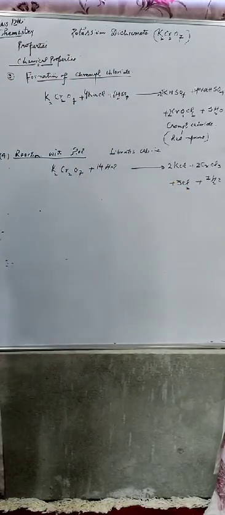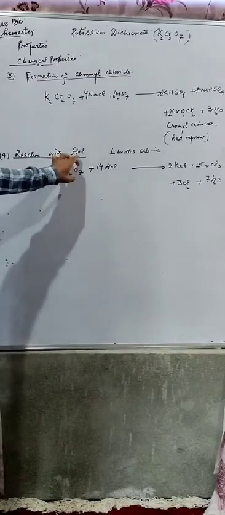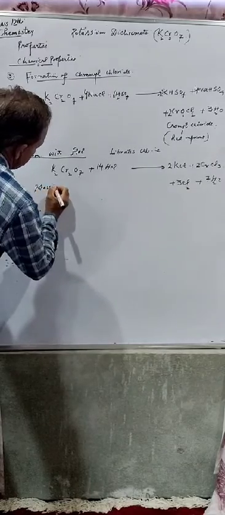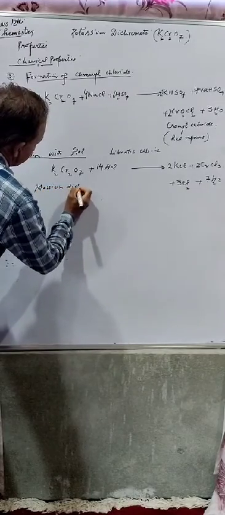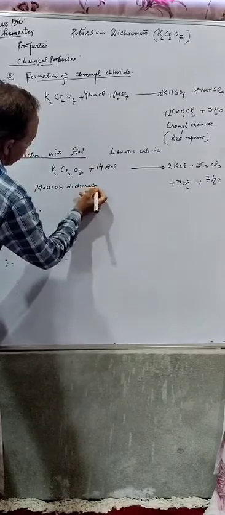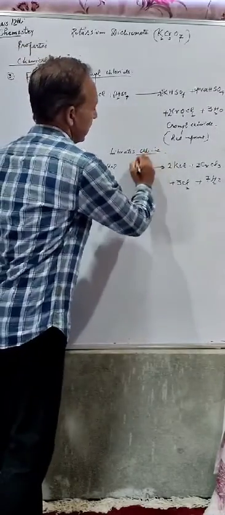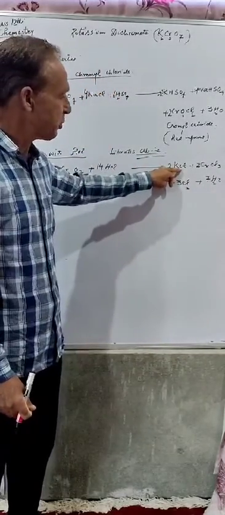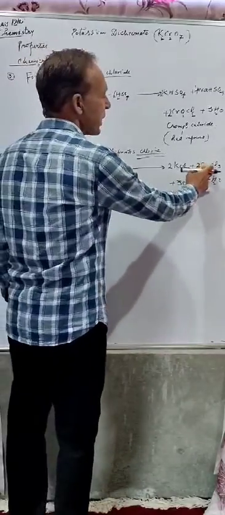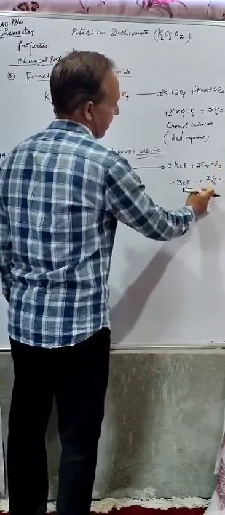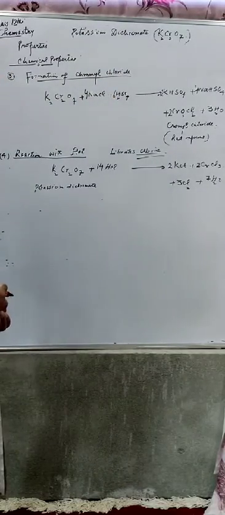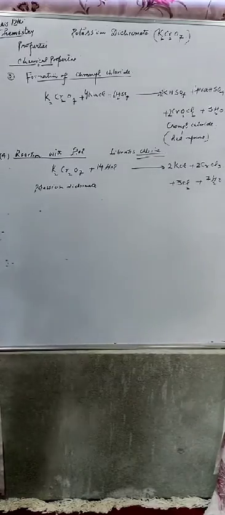So, upon heating with the HCl, potassium dichromate liberates chlorine. So chlorine gas is liberated with the formation of potassium chloride, chromium trichloride, and the water. So this was the second reaction. Next, the important reactions, oxidation reactions.